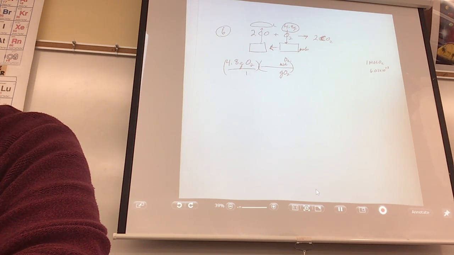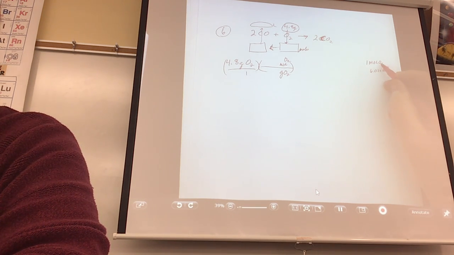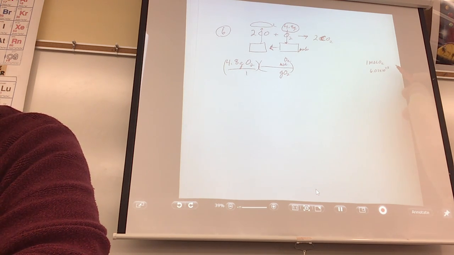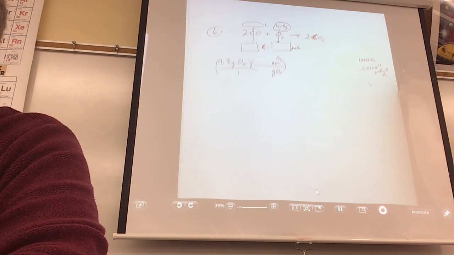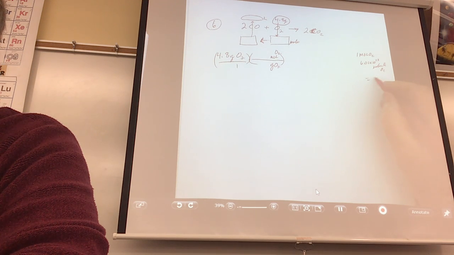O2, what do I put after that? I think that's a non-metal and a non-metal forming a compound, isn't it? What do you call it? A non-metal and a non-metal forming a compound. Molecules of O2 equals, what's the molar mass? Not 16. It's O2.